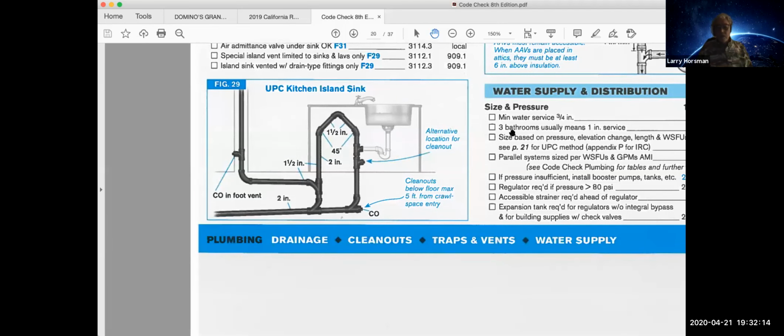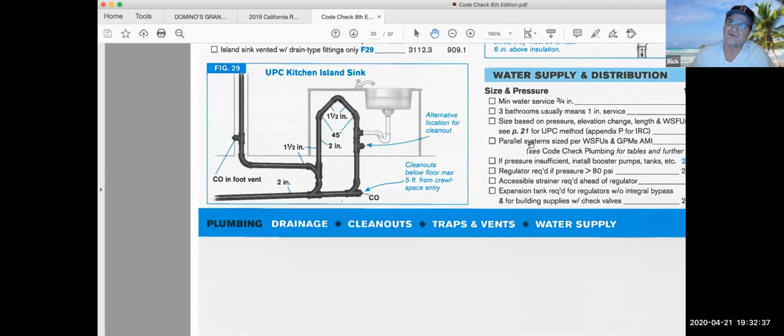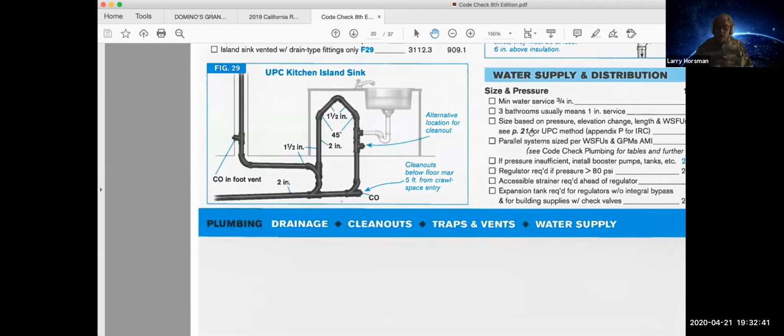So this says 3 bathrooms usually means 1 inch service. I don't know if that's really true anymore because we've gotten to those low flow fixtures here in California. And so I'm not sure that really makes a lot of sense, but 1 inch service is what you're required to have anyway. So is that the service coming from the city? Yeah, that's coming from the city.